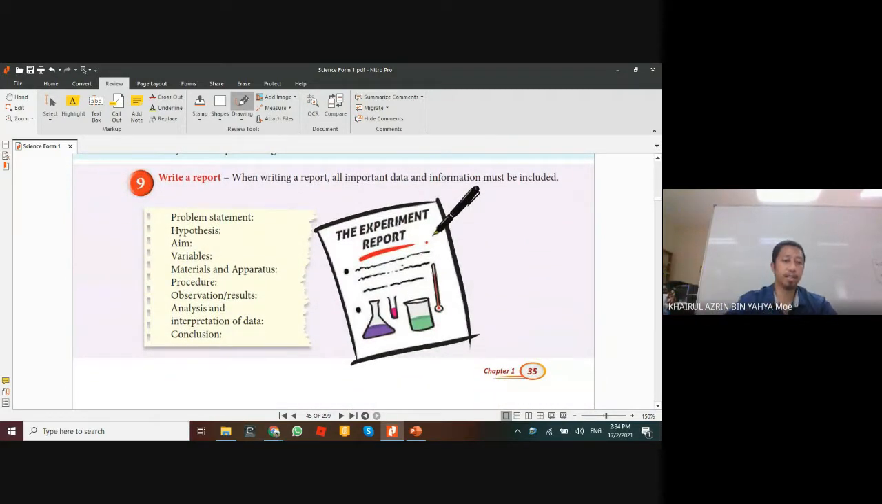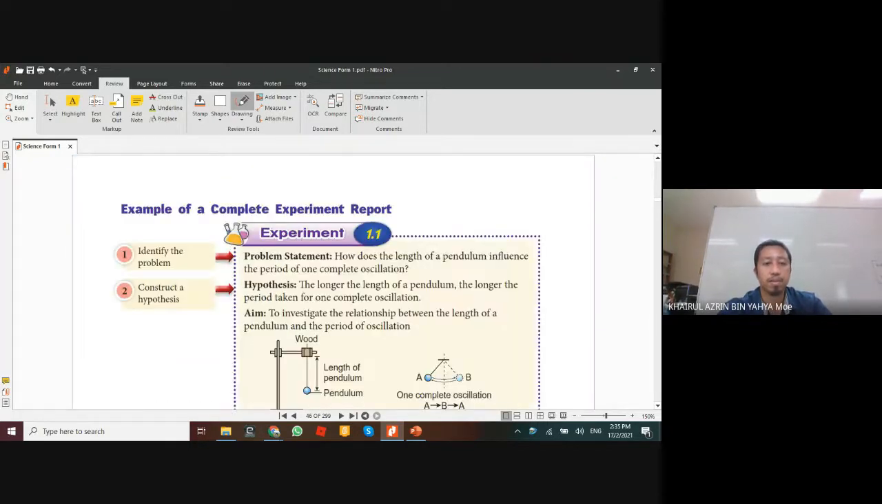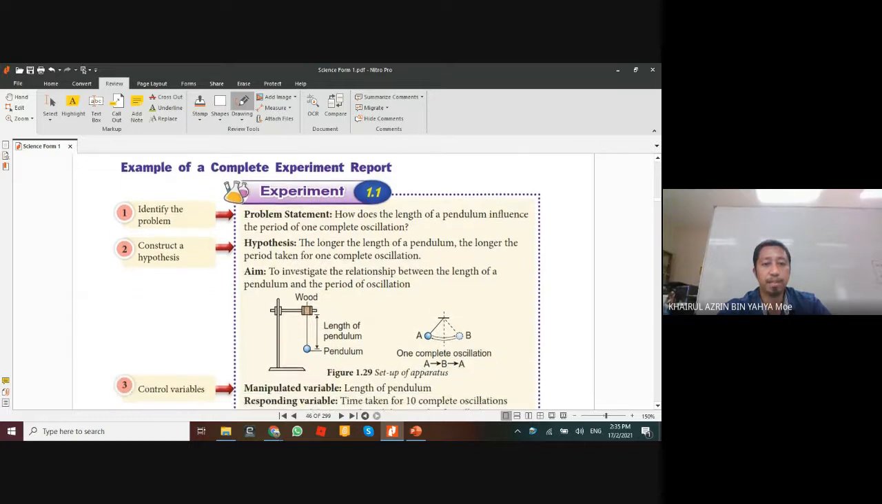Number 9, this is also important. Write a report. When writing a report, all important data and information must be included. So in the report, we should have the problem statement, hypothesis, aim, tujuan, and then variables. There are three types of variables. Then materials and apparatus, procedure, observation results, analysis and interpretation of data, and conclusion. This is an example of a complete experiment report.